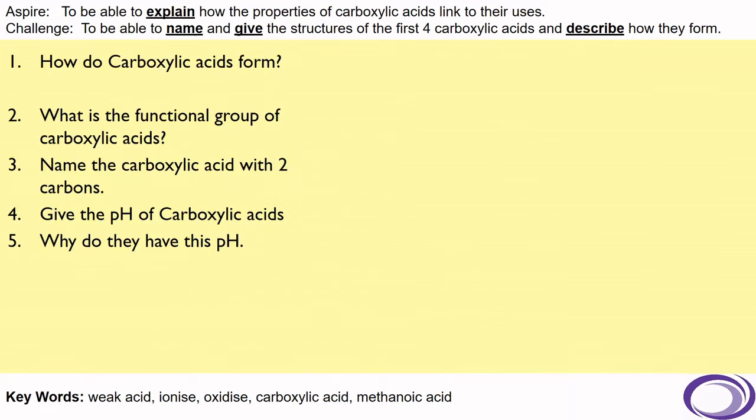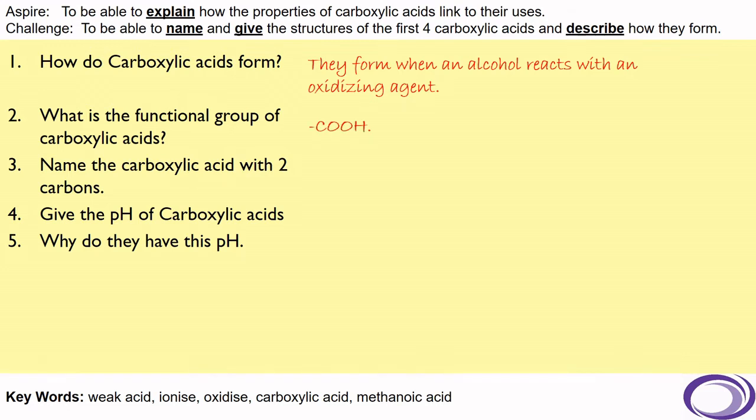Okay, so carboxylic acids form when an alcohol reacts with an oxidizing agent. You may remember from a previous topic that when a compound is oxidized, it gains oxygen. The functional group of carboxylic acids is COOH, and it must be written that way in the chemical formula. A carboxylic acid with 2 carbons would be called ethanoic acid. Its common name would be vinegar.